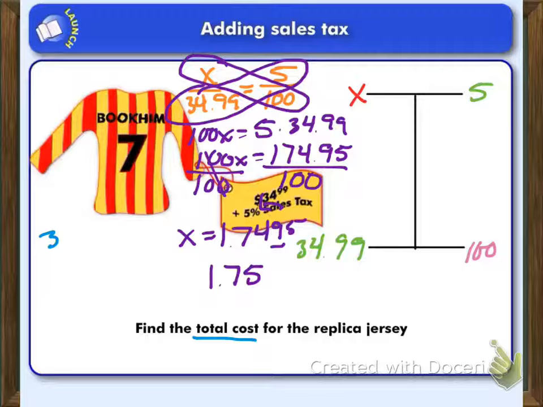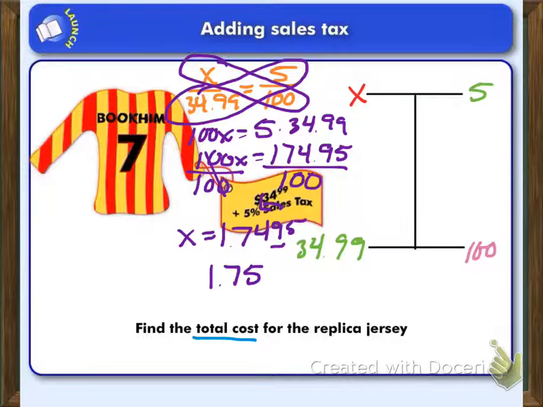If I look at the question again, it says what's the total cost? So $1.75 is not my total cost. That's how much tax I'm going to be paying. So if we wanted to figure out how much we are going to be paying total for this jersey, what could we do with that?